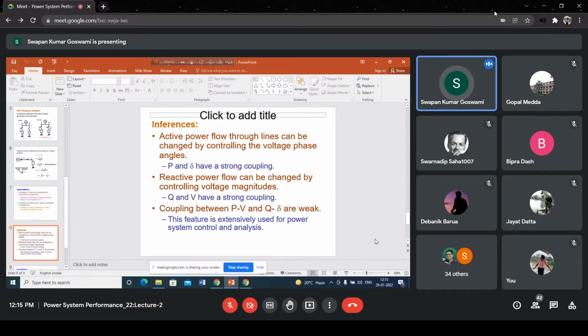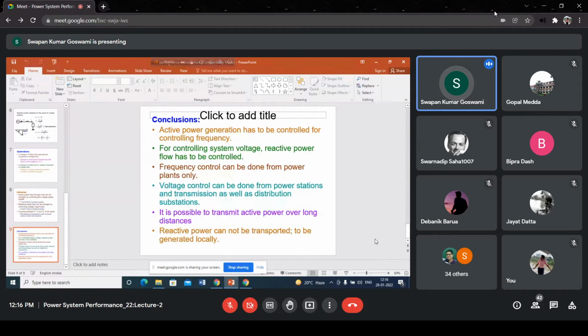We'll see that when we talk about power system analysis in the next semester. This feature is extensively used. Also in power system control, this will be very much used. You'll actually know this after a few classes when we discuss frequency control. So P-V and Q-delta are weakly coupled. P-delta and Q-V are very strongly coupled.